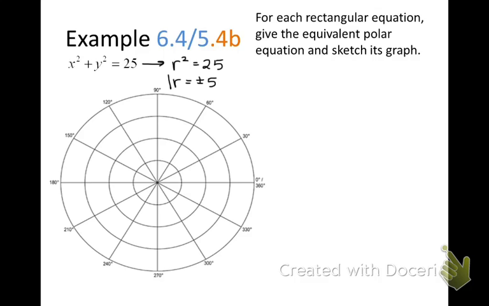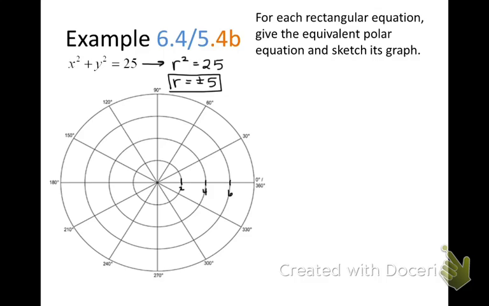This equation is a very simple polar equation, and it doesn't have a theta input. So what that means is that for any theta, you have a radius of plus or minus 5, right? Okay, now notice that I only have 4 radiuses on here, so what I'm going to do is say that each one of these radiuses goes by 2's, okay?